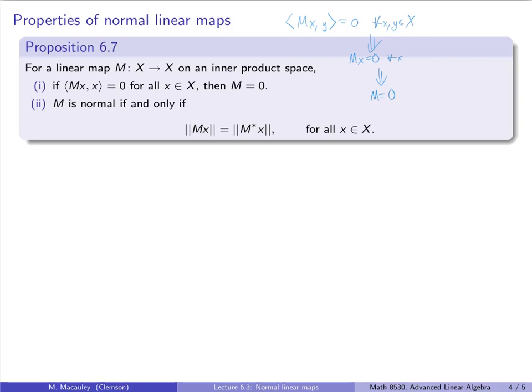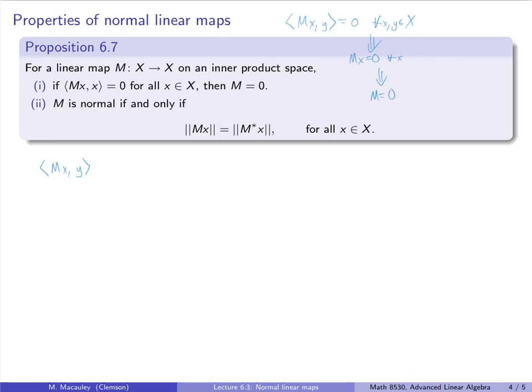And this is actually a little bit messy to do. I'll show you how it goes, and I'll let you check some of the details. It's not hard. It's just notationally a little bit cumbersome. So let's take the inner product of Mx and y for two arbitrary vectors. And if we can show that this is equal to 0, we're done by the comment that we made up here.